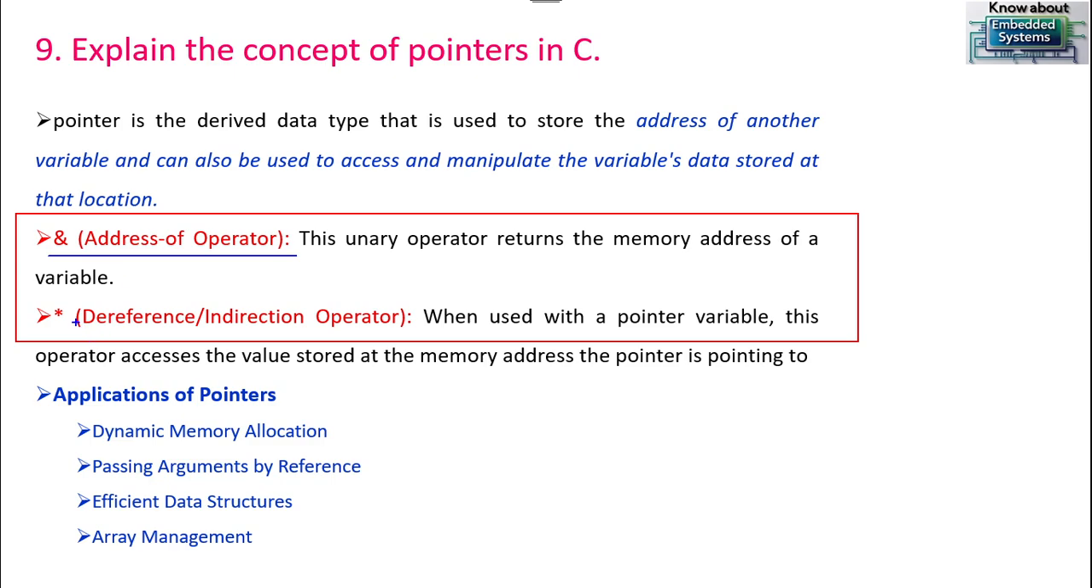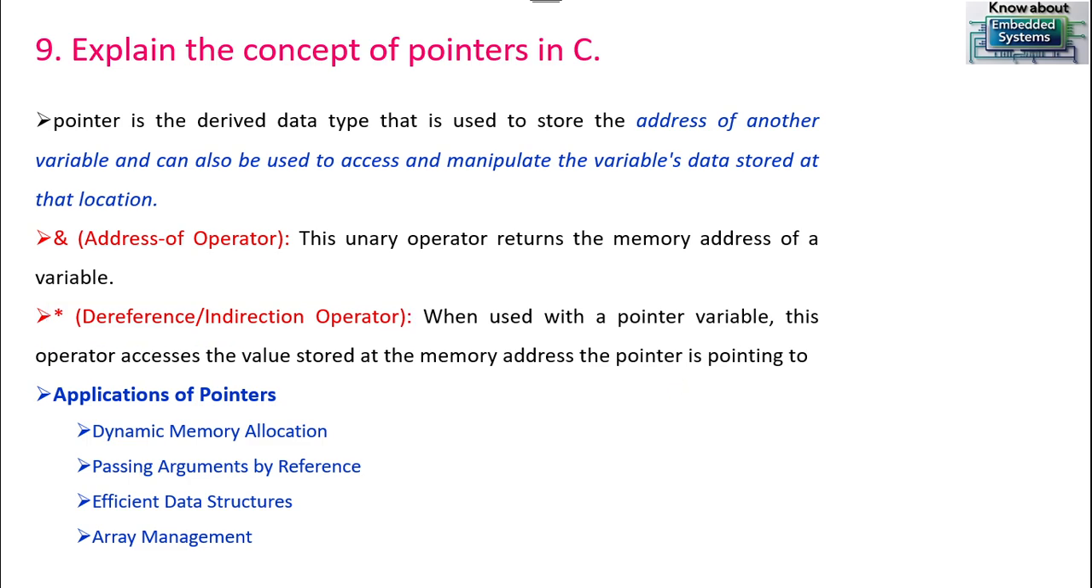And the second one is the star. It is called referencing, or rather dereferencing. In order to dereference any pointer, we will use the star operator. It is used to access the content which is present in the memory. So we are going to use two operators: one is the AND operator and one is the star operator. Okay, I'll explain that with programming later.